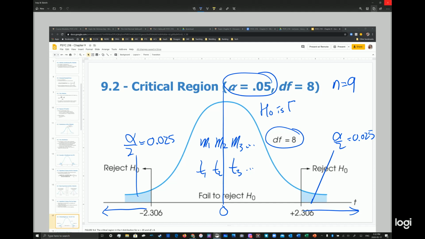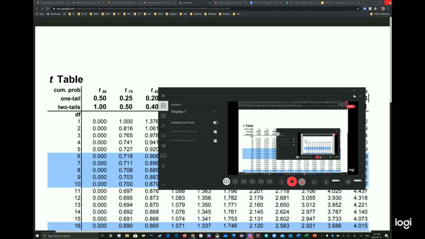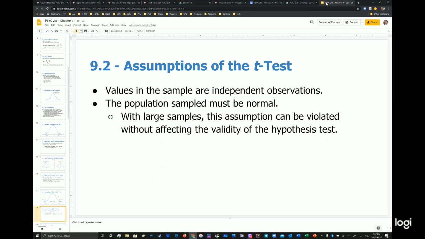So next then, let me just close everything first. Okay. Again, we've got to make sure our assumptions for the t-test are covered as well. So first, we want to check our assumption that the values in the sample are independent observations. And those are usually done through random sampling. Every participant from the population had an equal chance of being selected and assigned, and these participants, as they're part of the research, are not influencing one another.